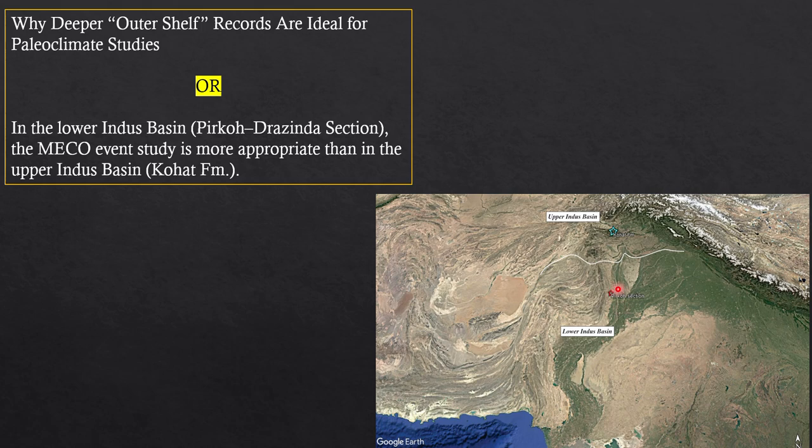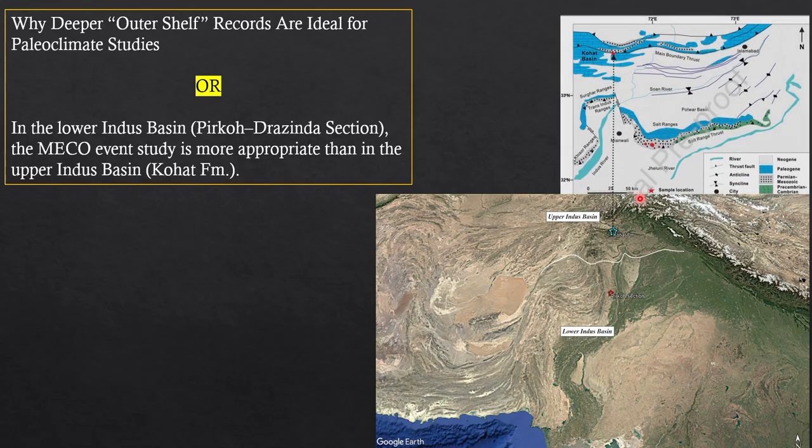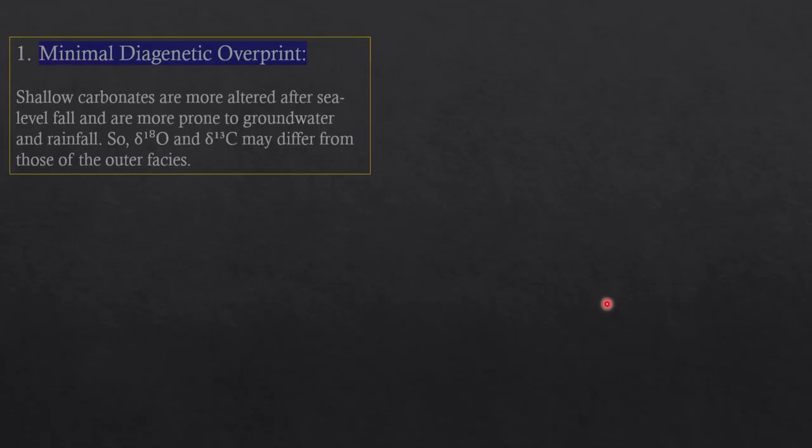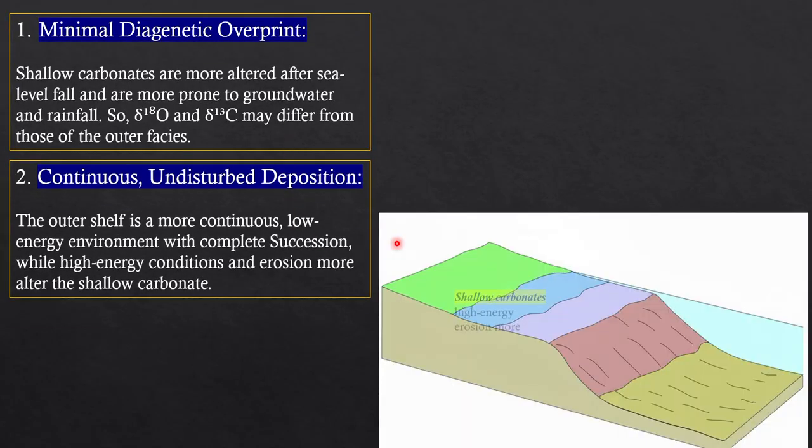Why am I studying this area but not that area? The main reason is the environment. Here it is deep marine carbonate, while the other is shallow carbonate. By focusing on shallow carbonate, it may show a lot of diagenesis, but here there is no diagenesis. So it is a good interpretation if they study for paleoclimate. These are the reasons why you can study the deep marine outer shelf for climatic change, because in the shallow one a lot of diagenesis occurs.